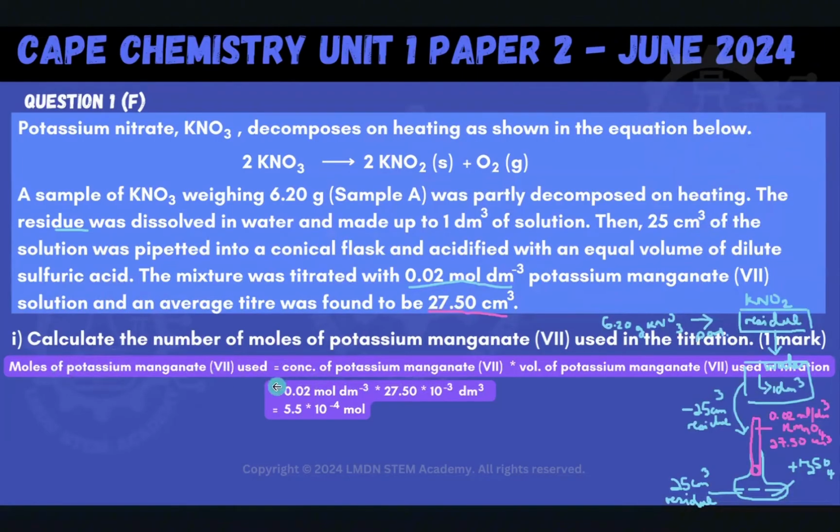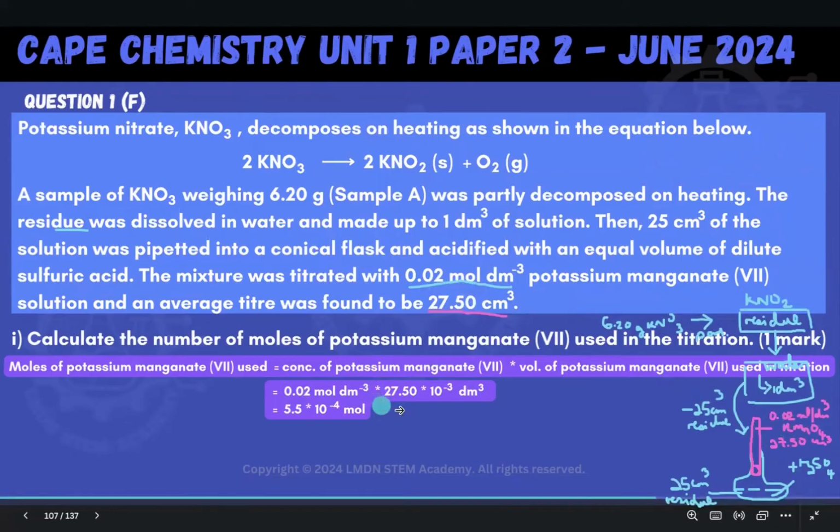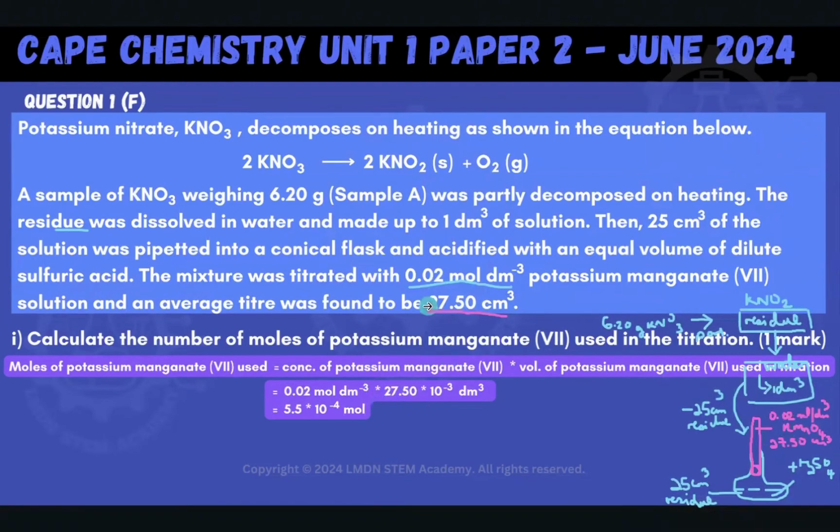If we need to find moles, it's equal to concentration of potassium manganate times volume of potassium manganate used in the titration. We know that the concentration was 0.02 mole per dm cube. We have it here and we have it on our picture as well. And we know that the volume that was used was 27.50 cm cube. We're just going to go ahead and convert that to dm cube so our units match with the concentration units, and just multiply those two things. Concentration times volume gives us moles.